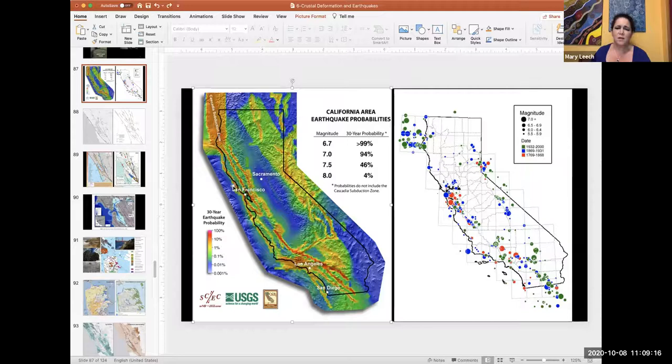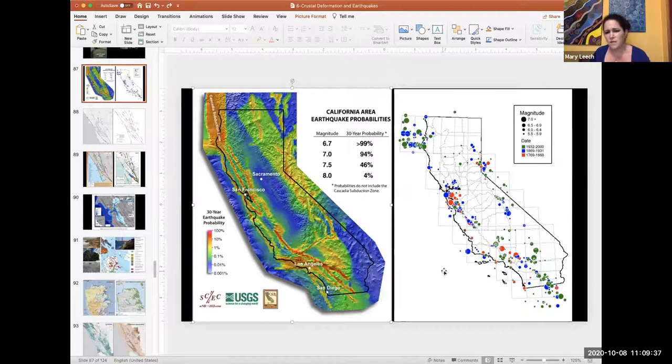There's still a pretty high probability of having a large magnitude earthquake on the San Andreas in the Bay Area as well. But those are the two key areas. And that's reflected in the seismicity that we see along these different faults in California.